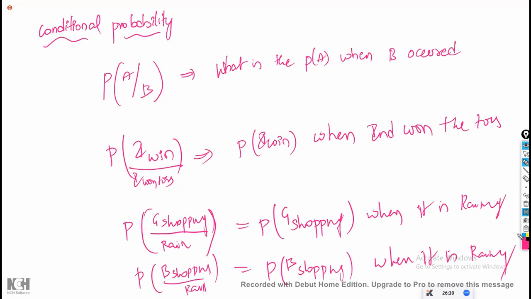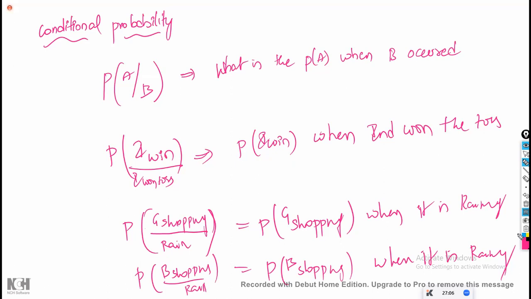The same data set is also available. Proof is also available. For everything, proofs are there. Don't worry. For the given data set, you are separating the data into raining data and non-raining data. Within the rain, again you separately calculate the probability of boys shopping and the probability of girls shopping during the rain. So like this we have different scenarios.